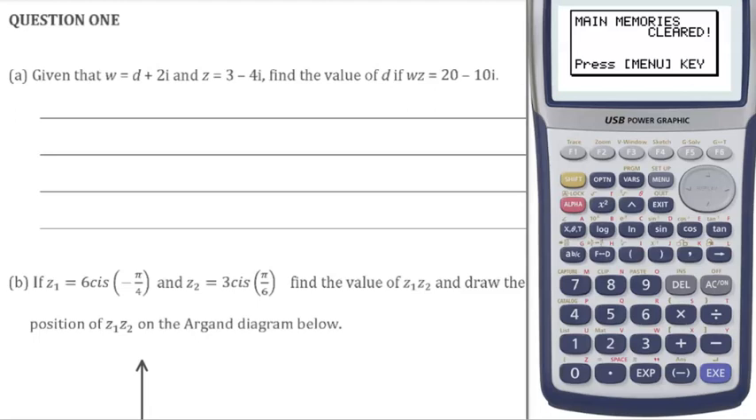For each question, I suggest you pause and have a go at the question first, and then hit play to see the worked solutions.